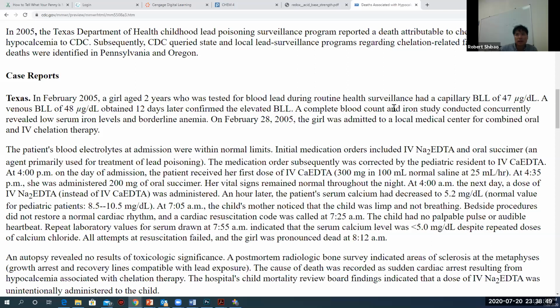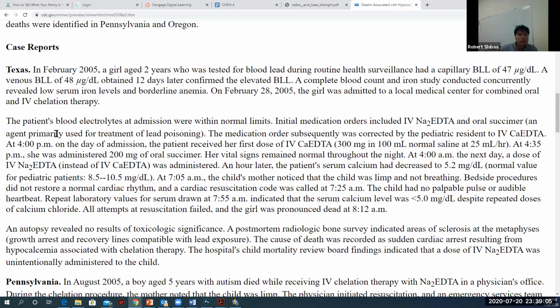A complete blood count and iron study conducted concurrently revealed low serum iron levels and borderline anemia. On February 28, 2005, the girl was admitted to a local medical center for combined oral and intravenous chelation therapy. So, 2 years old. The patient's blood electrolytes at admission were within normal limits. Initial medication orders included intravenous sodium EDTA and oral Sexamer, an agent primarily used for the treatment of lead poisoning. So Sexamer is also a chelating agent.